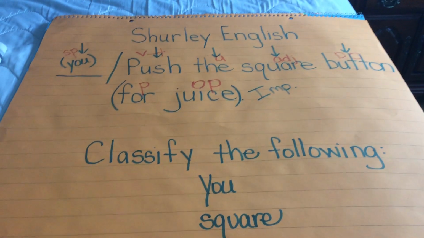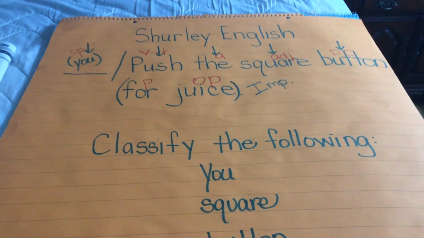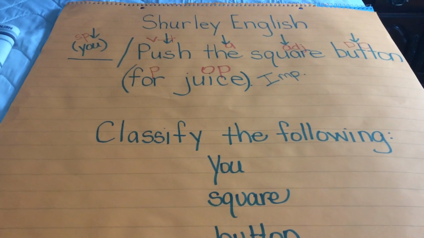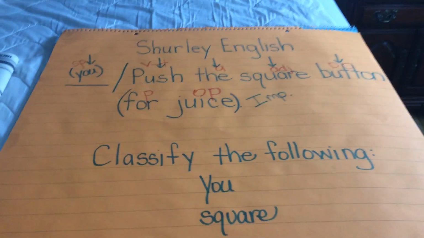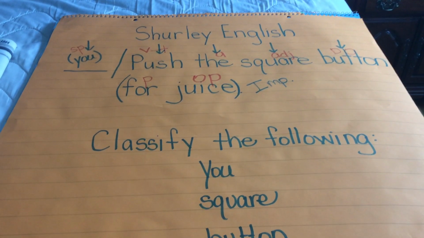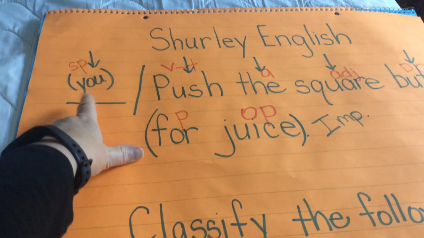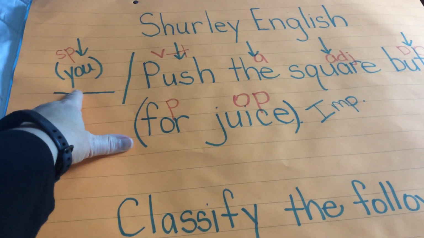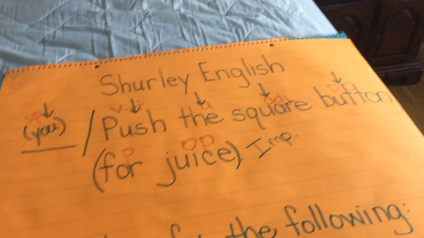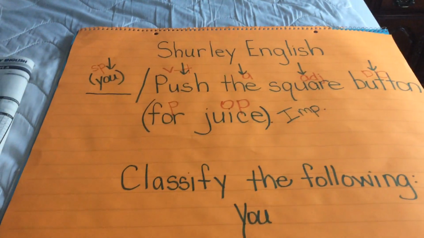All right, the first one, go ahead and get out your line paper. That's what I had instructed on our Weebly lesson. We're just going over our imperative sentence that we had worked on. We should have classified the whole thing last week. We had you, that was our understood subject pronoun. Push the square button for juice. We were talking about the fact that we're looking at a juice machine, okay?